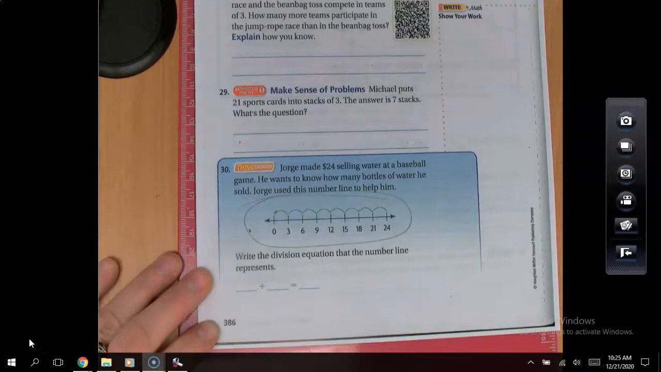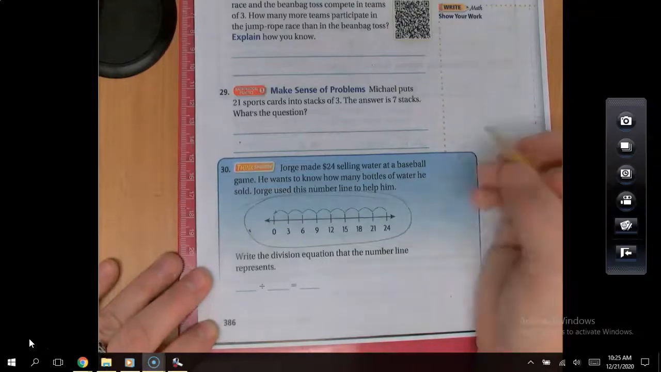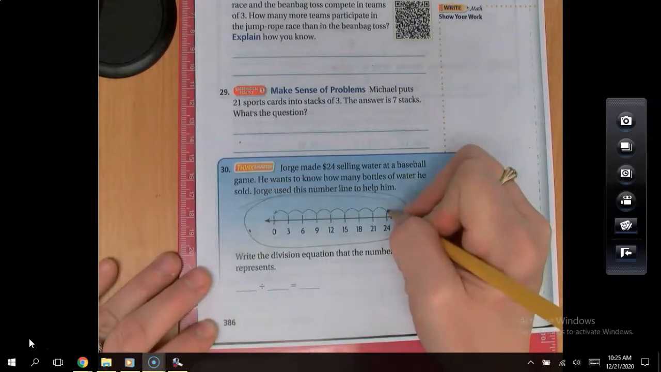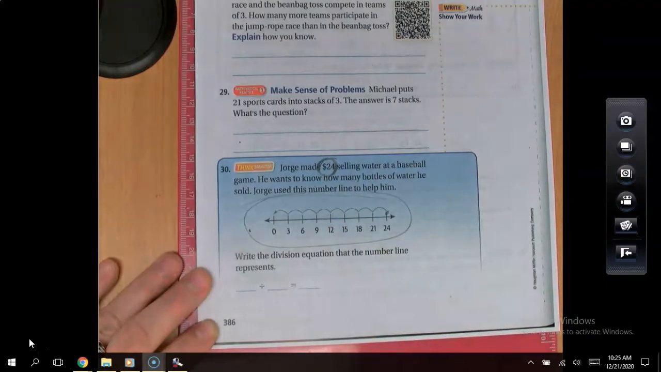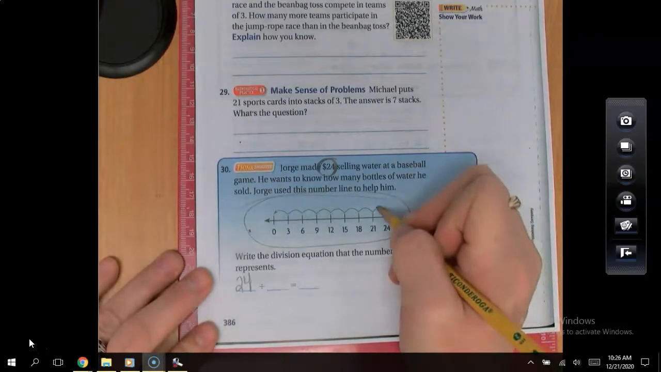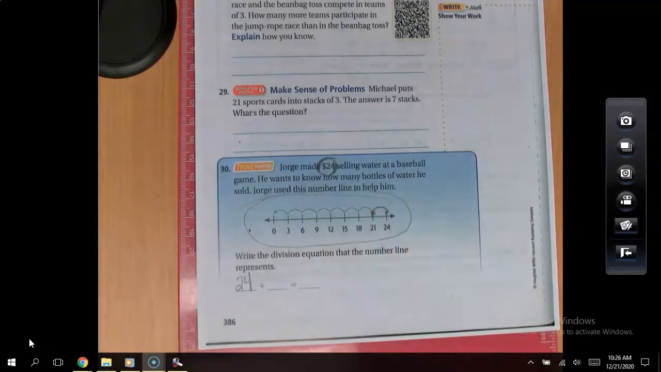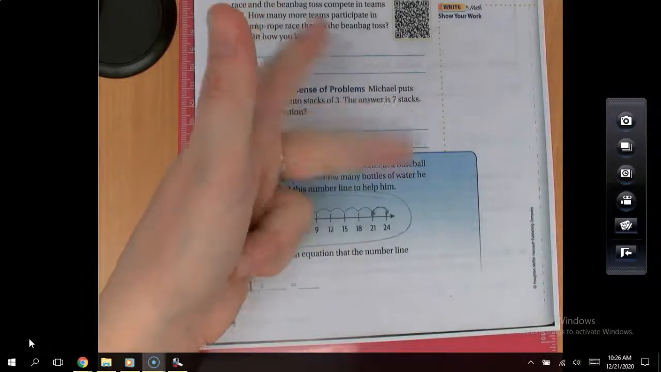Well, boys and girls, I know that in division, I always start with my biggest number, okay? And I know my biggest number, if I look at this number line and where the line goes to, he has 24. He made $24. That's all he made. So I know 24 is going to go first, okay? Now, he hops to 21. His first dot is at 21. He's going back. I need to figure out from 24 to 21, how many hops was that? Well, 24, 23, 22, 21.